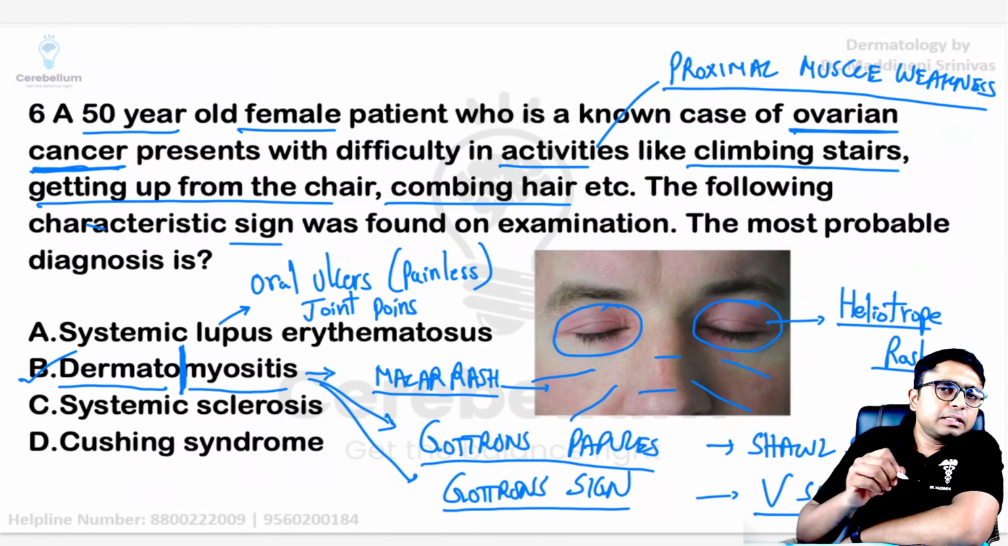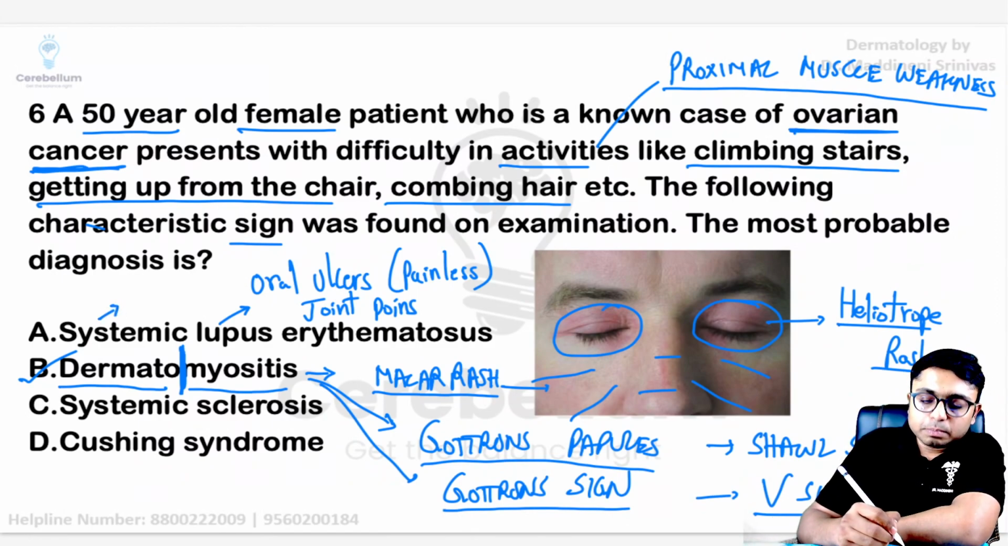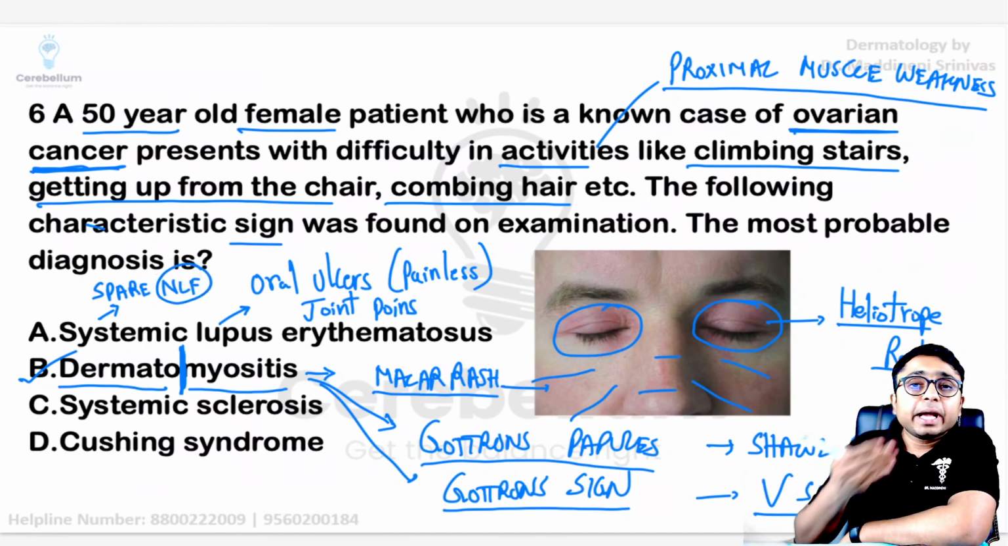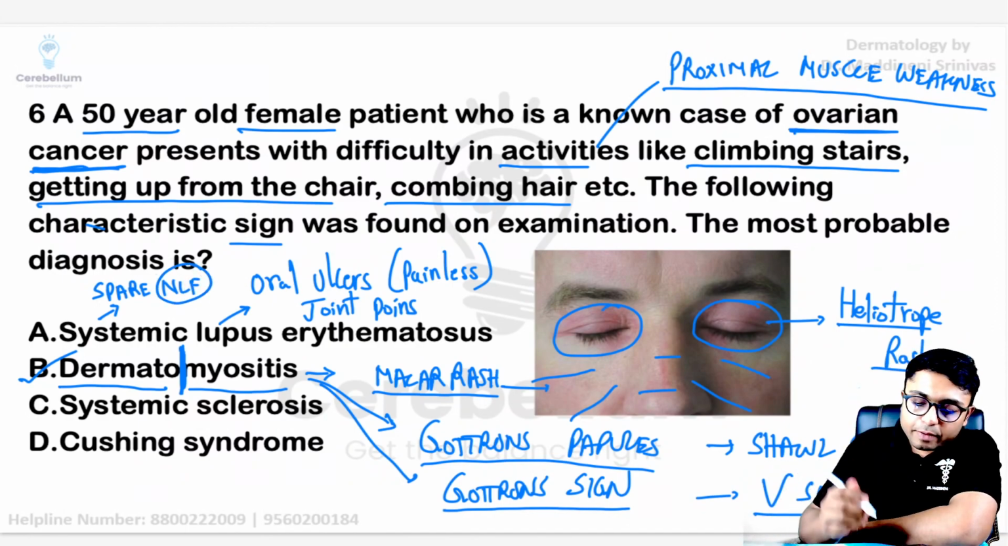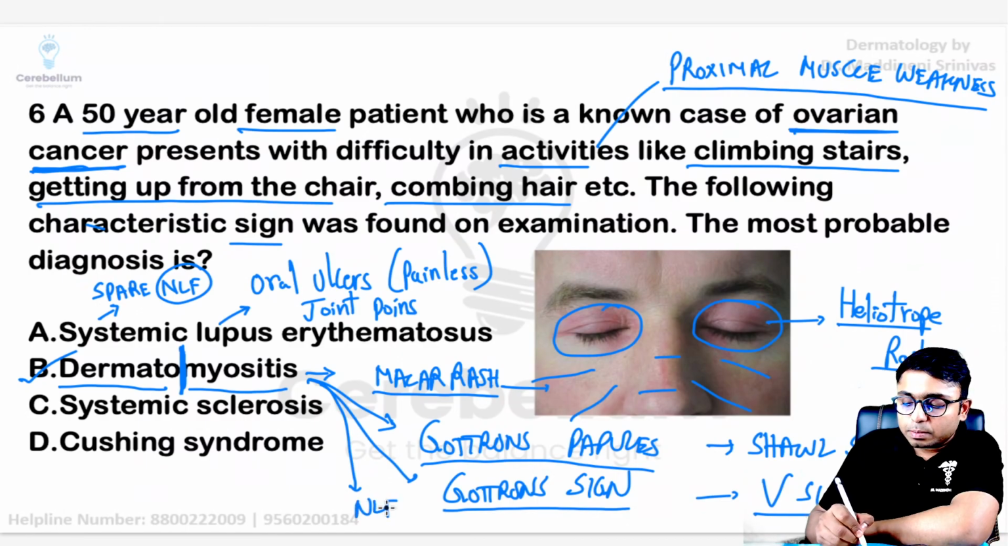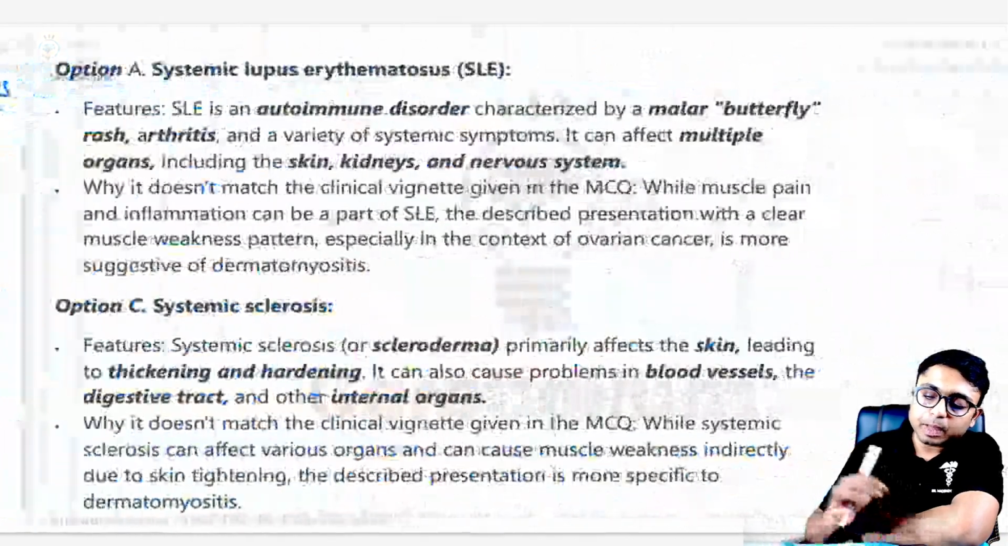And the difference in malar rash in these two conditions is, in systemic lupus erythematosus, malar rash is going to spare the nasolabial folds. Spares the nasolabial folds, okay. Whereas in dermatomyositis, the nasolabial folds can also have this malar rash. Nasolabial folds can also have this malar rash or malar erythema.